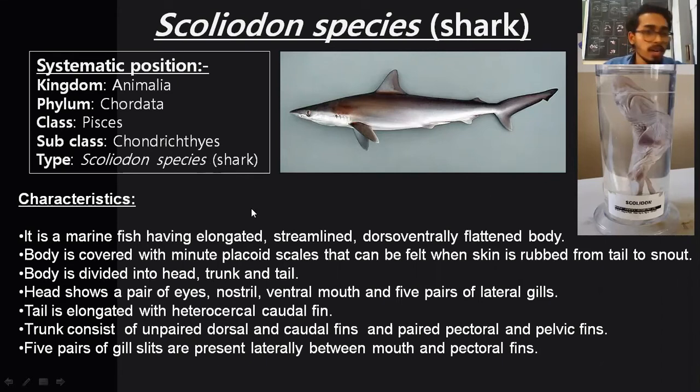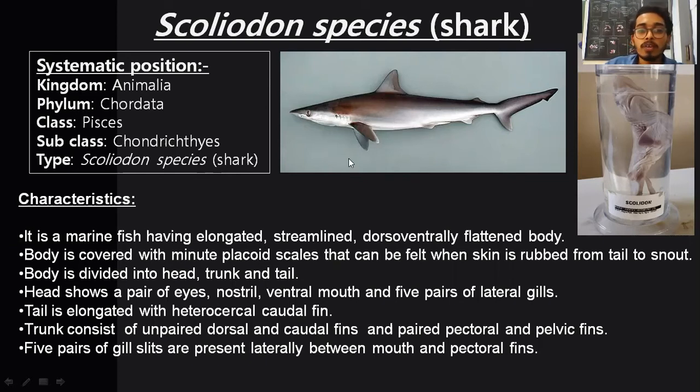Now moving on to its characteristics. These sharks are marine fish. That is, Scoliodon is marine. They have an elongated body, the body is streamlined, and the body is dorsoventrally flattened. Dorsal means upper part, ventral means lower part. So both the upper and lower parts have been flattened.